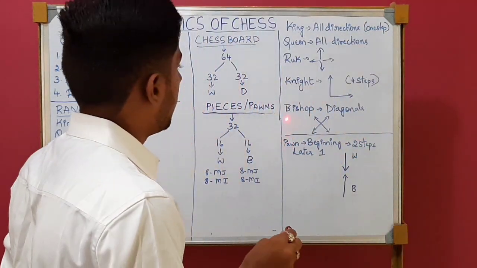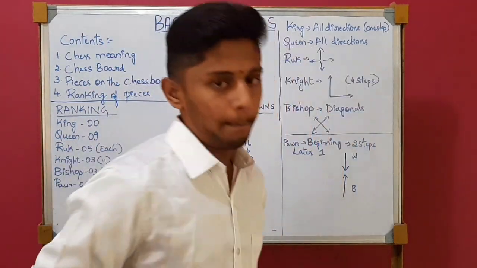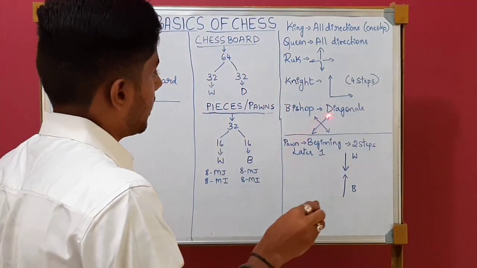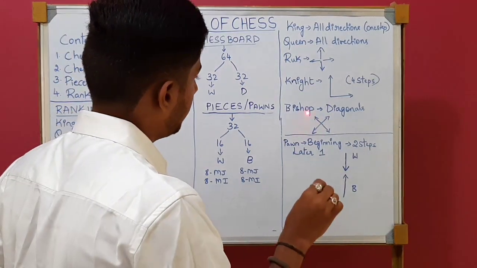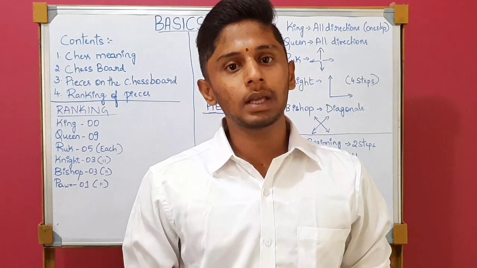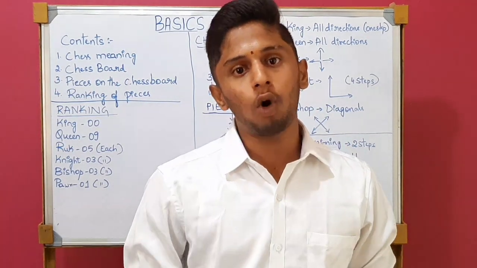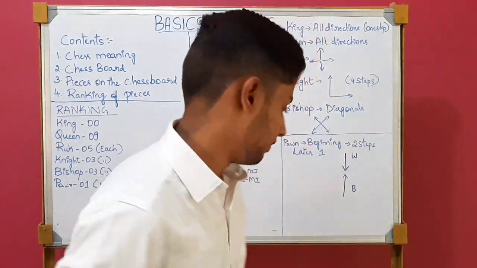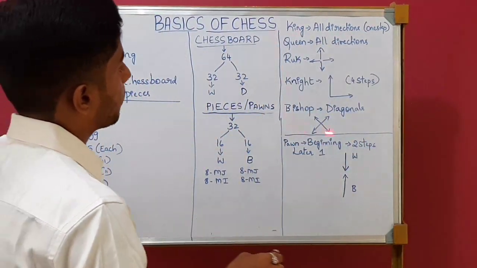And next, the last major piece is the bishop. This is the bishop. The bishop moves in a diagonal direction. The main drawback of the bishop is the same as the rook, queen and king. The bishop also cannot skip or jump over any piece on the chessboard. This is about the bishop. This is about all the major pieces.